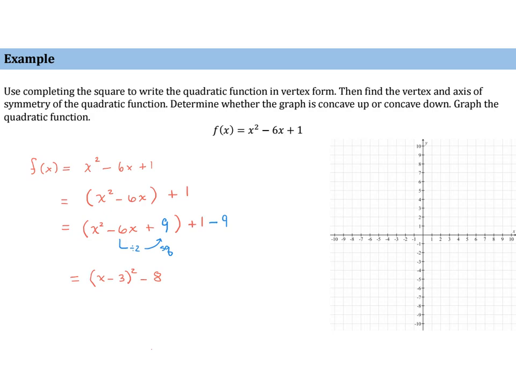So now this means that h is 3 and k is negative 8. So the vertex is 3, negative 8. We have an axis of symmetry that's a vertical line, so we will write x equals, don't forget x equals 3. So we found the vertex and the axis of symmetry. Now, is it concave up or down? You'll notice that the coefficient is a 1 in front there, so that's positive, so it's concave upward.